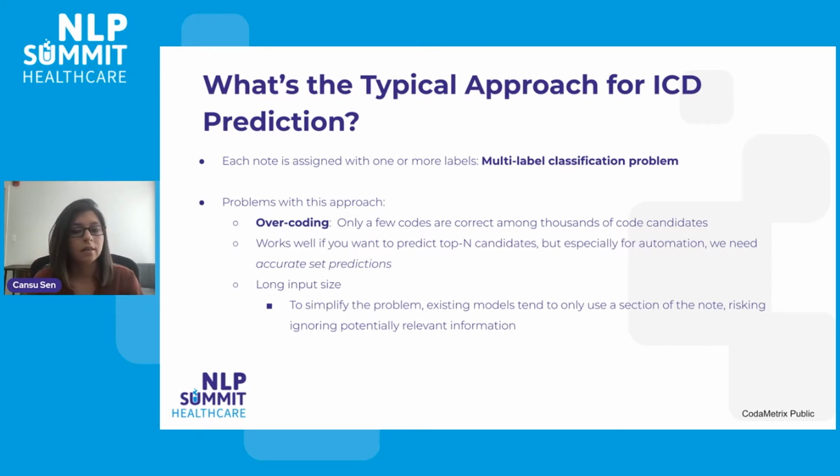If we look at the top 10 or top 20 codes predicted by these methods, the correct ICD code set is usually within these top 10 or top 20 codes. But this kind of approximate way of evaluating the model is not quite useful if we're interested in using these algorithms for automation. We're more interested in set predictions and creating more accurate set predictions.